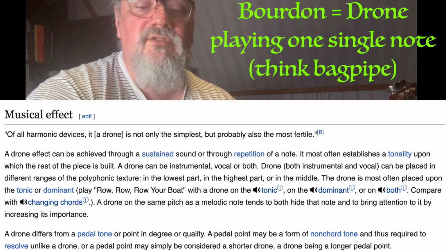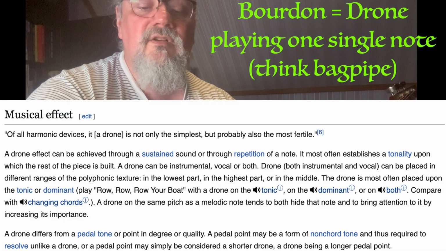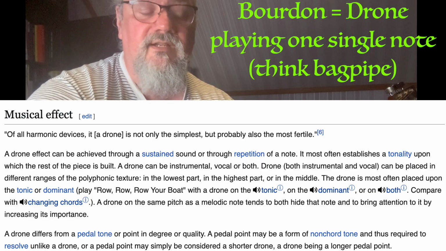John Brown's body lies a mouldering in the grave. John Brown's body lies a mouldering in the grave.